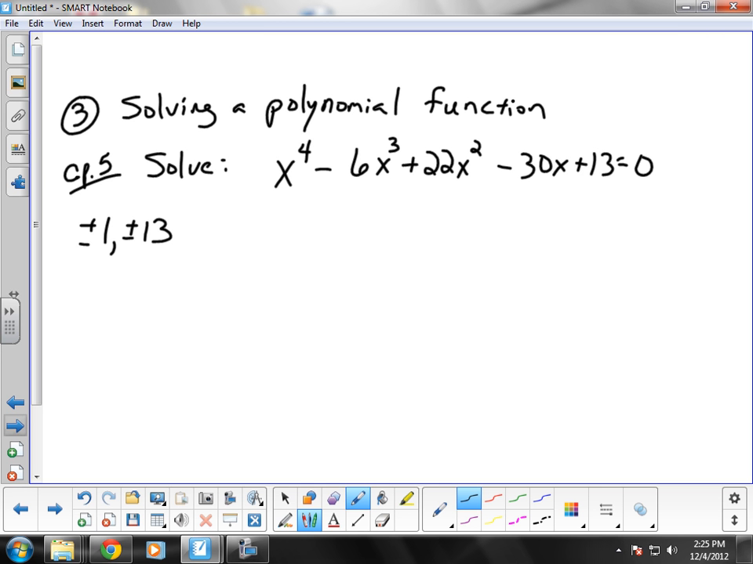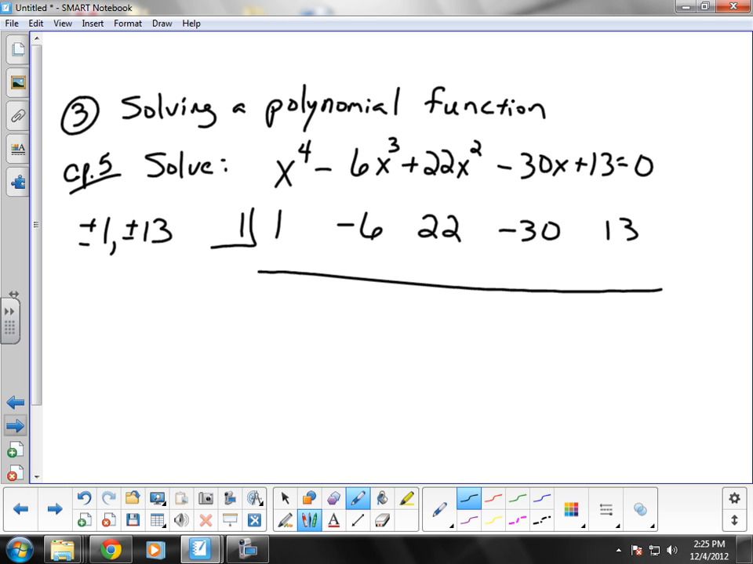So I'm just going to do the same thing I've been doing. Positive 1, 1, negative 6, positive 22, negative 30, positive 13. 1, multiply, get 1, gives me negative 5. That gives me 17, right? 22 minus 5 is 17. And that's 17, so I get minus 13, which gives me a nice 0. But I am not finished, right? I've got to find the other zeros. And I can't put it in the quadratic formula yet either. So my only option is to try synthetic division again.